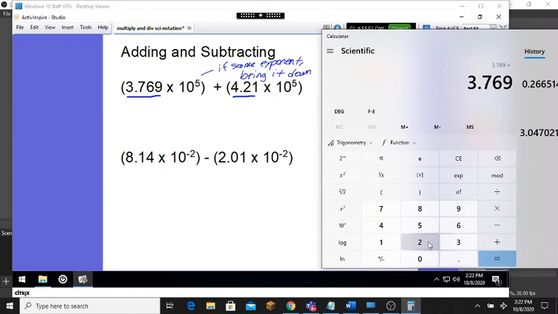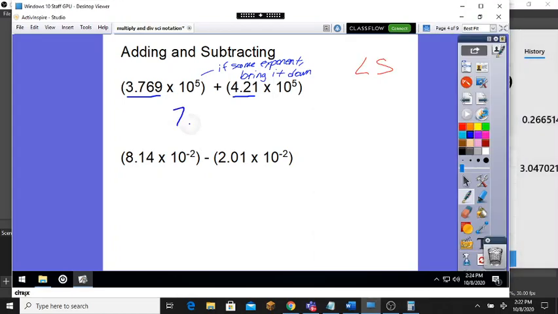3.769 plus 4.21. 7.97. So now the exponents, well, what do we do? We can't add them, because if this said multiply, then yes, you would add them. So what do we do in this case? Well, here's a trick for this. If they are the same exponents, you just leave it as is. 10 to the 5, 10 to the 5, they are the same, boom, drag it down. That's your answer.